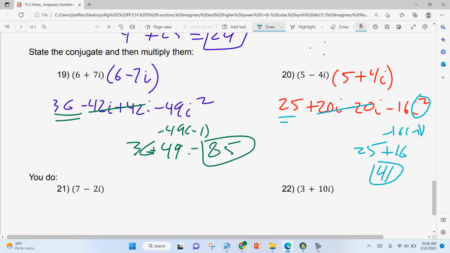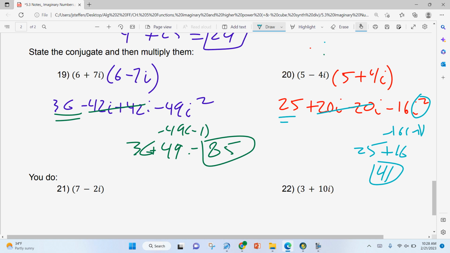Any questions on those? You will have some questions on your quiz and on your test just like this one, where I want to see your conjugate, and I want you to multiply those together. There might be 2 separate questions. One might be multiplying them together. One might be telling me the conjugate, but you will have questions like that.